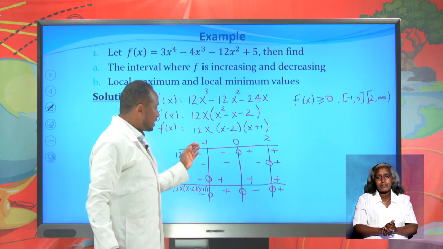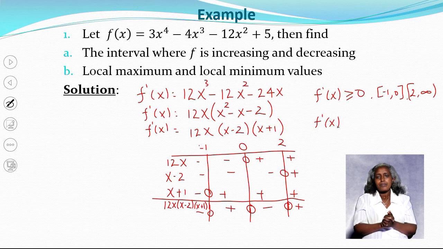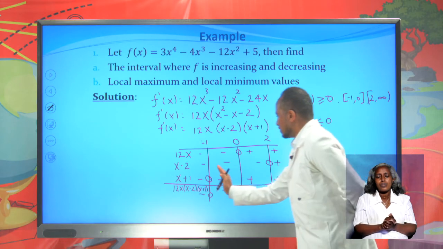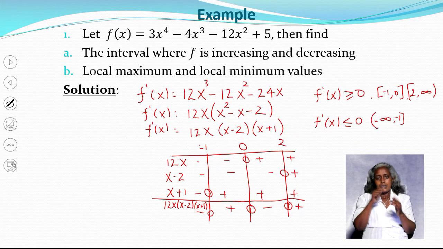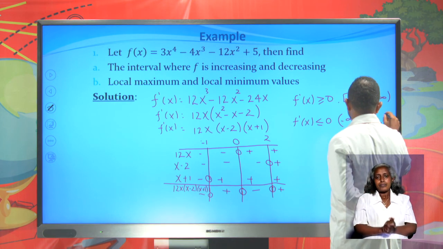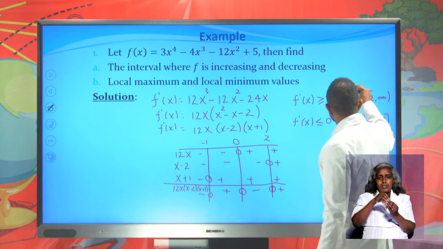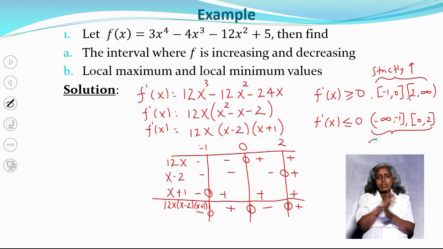And our function f derivative of x is less than or equal to 0 for the interval from negative infinity up to negative 1, and from 0 to 2. Therefore, our function is strictly increasing on the previous interval, because the derivative is greater than or equal to 0 and is 0 at only finitely many numbers, so we can say strictly increasing. And on this interval, the function is strictly decreasing.